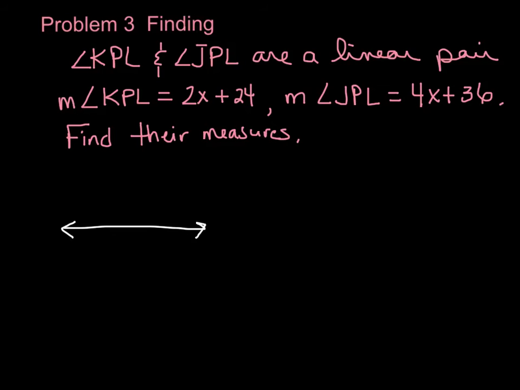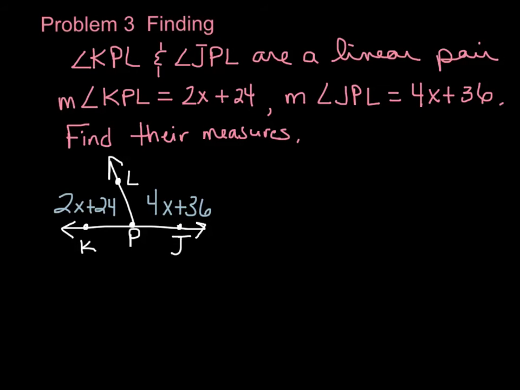Since they're a linear pair, we know that they form a straight line. So KPL and JPL, notice that they both share PL. So P obviously has to be the vertex, and ray PL would have to be the common side. So then KPL could be this, and JPL would be that angle. So we know that the measure of angle KPL is 2x plus 24, and the measure of angle JPL is 4x plus 36.